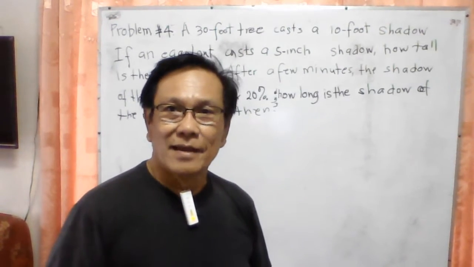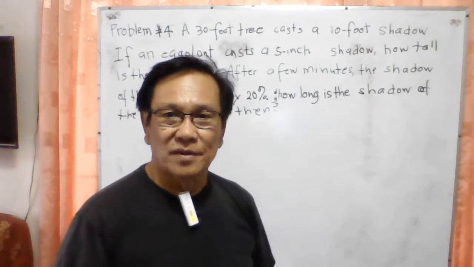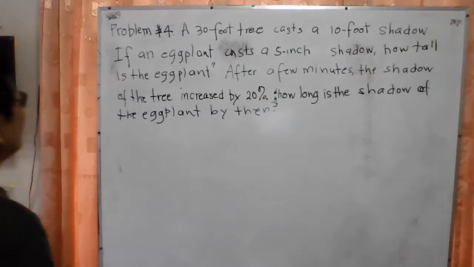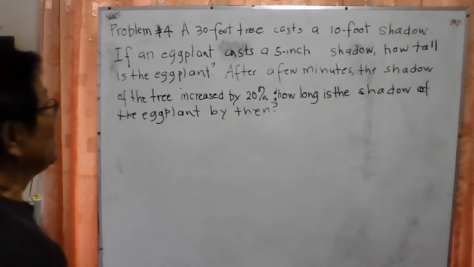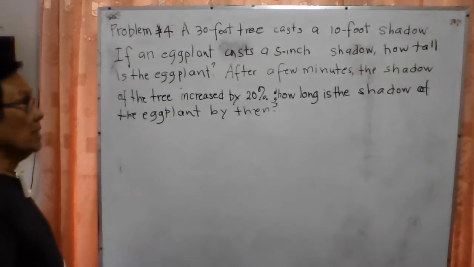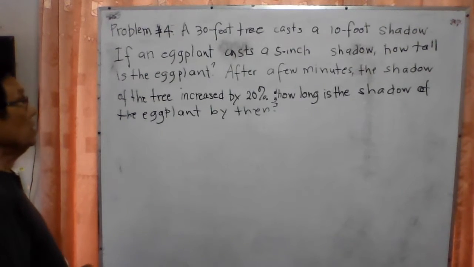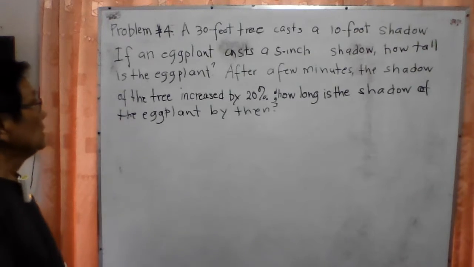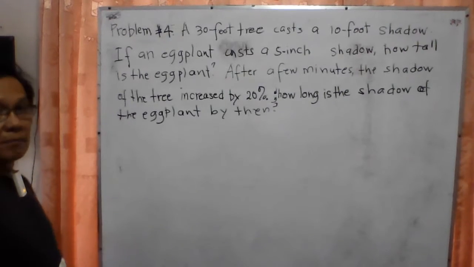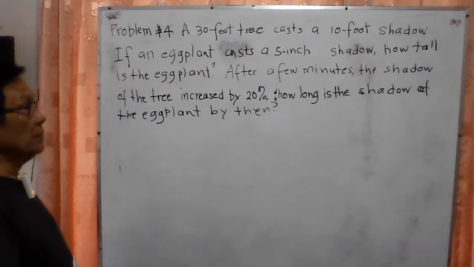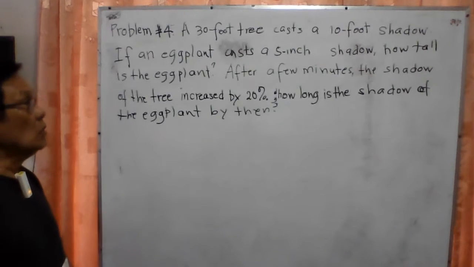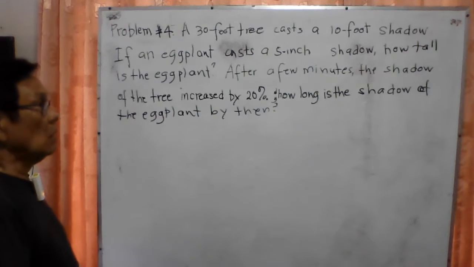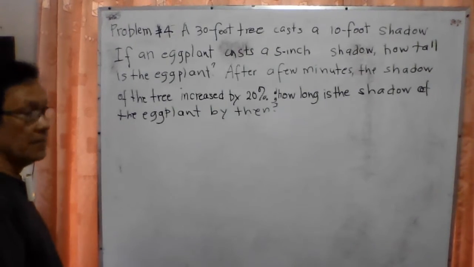Let's now solve problem number 4. A 30-foot tree casts a 10-foot shadow. If an eggplant casts a 5-inch shadow, how tall is the eggplant? After a few minutes, the shadow of the tree increased by 20%. How long is the shadow of the eggplant by then?